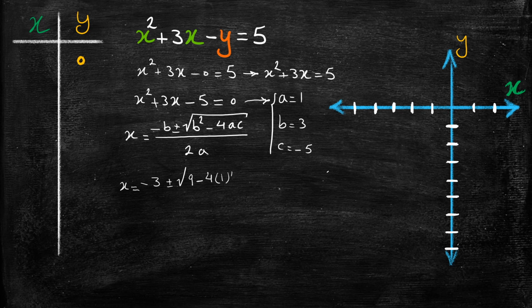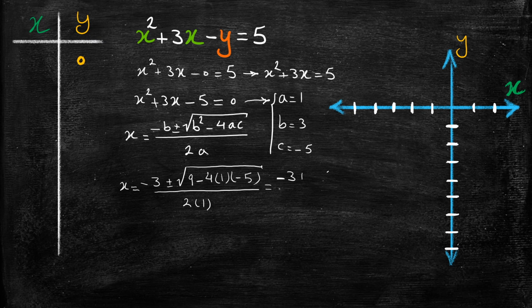And then times c, which is negative 5, over 2a, 2 times 1. Okay. Let's simplify this. So you see it takes more time if you give a value to y and then you try to find x. It takes more calculations, but we're going to do this just for demonstrating.